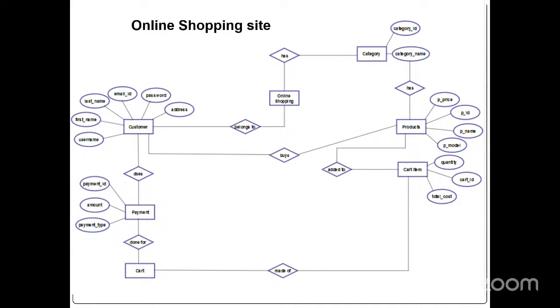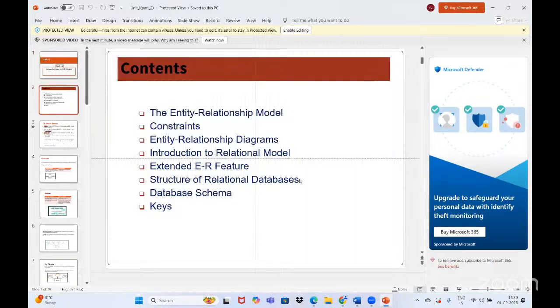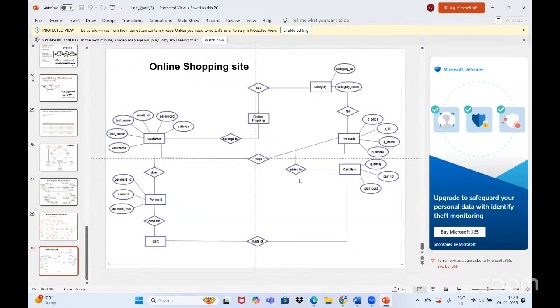Next, a customer does a payment, with payment ID, amount, payment type, and mode of transaction. Is it clear? Yes or no? That was the last one. So with this, your unit 1 is completed. Tomorrow I'll start the second unit. Is it clear up to this, or do you have any doubts?